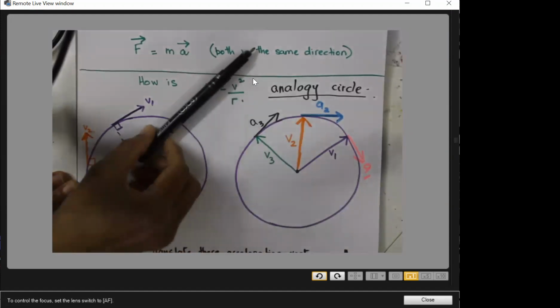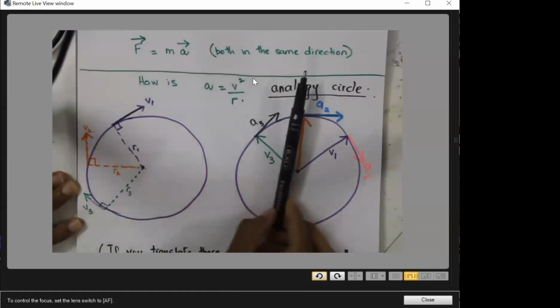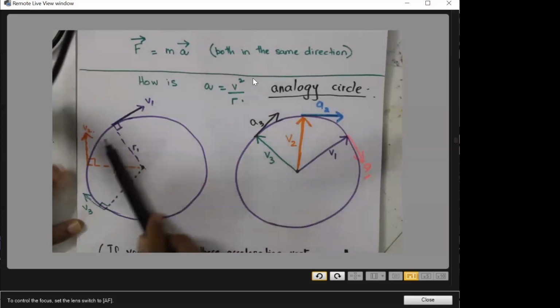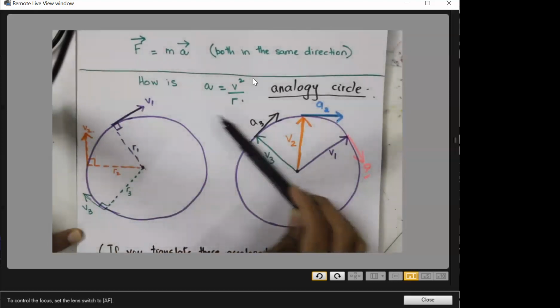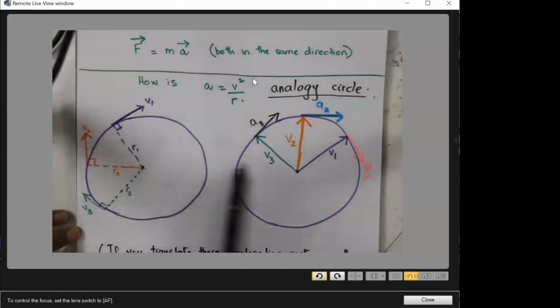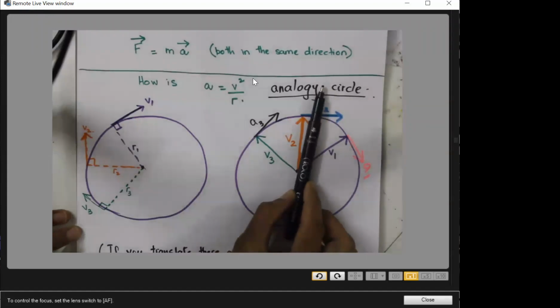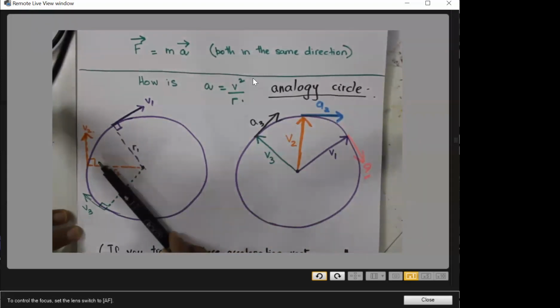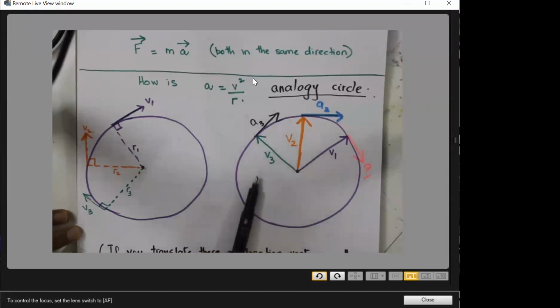So I have translated this vector velocity 1 here, velocity 2 here, velocity 3 here. Can you see that I have made sure the directions stay the same? Though I have translated them, the direction stays the same. And because the magnitude of the velocity stays constant in circular motion, the radius of this circle is constant, okay?